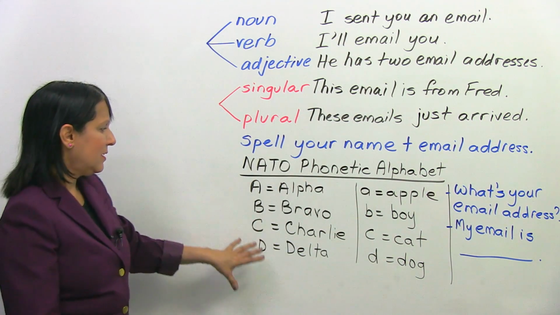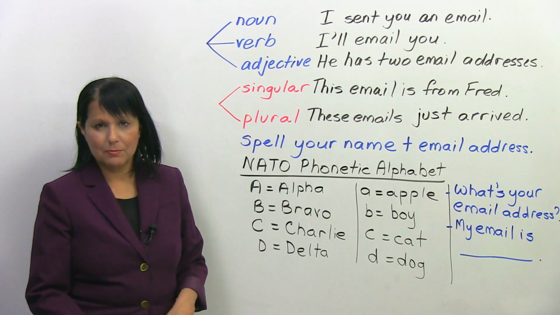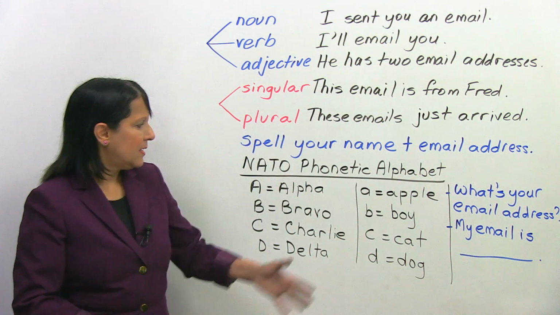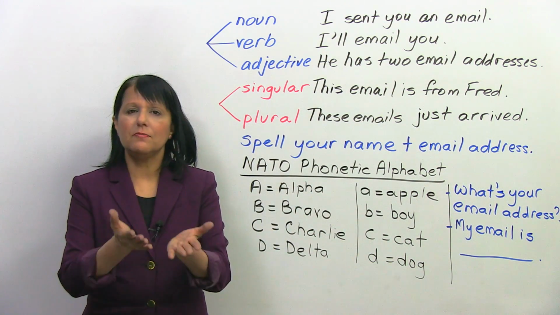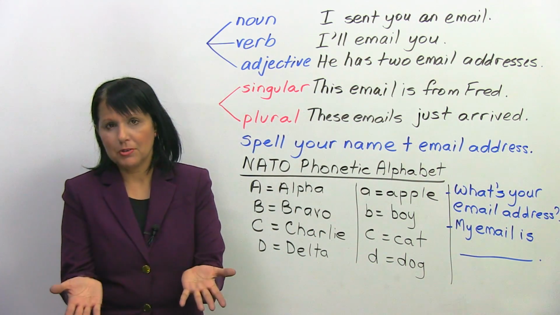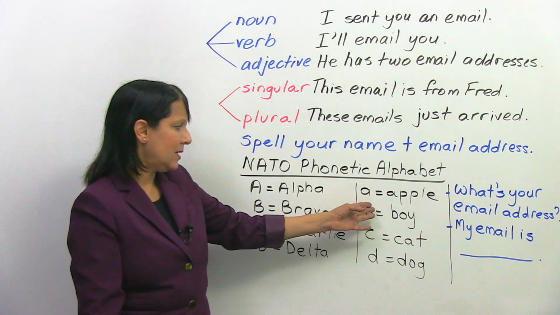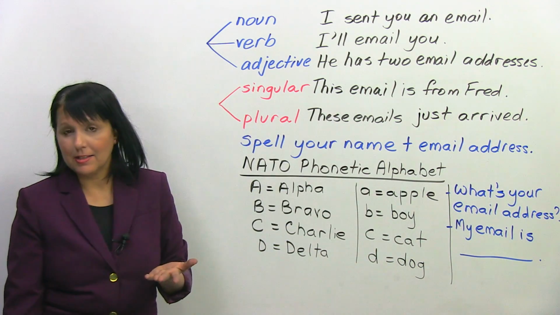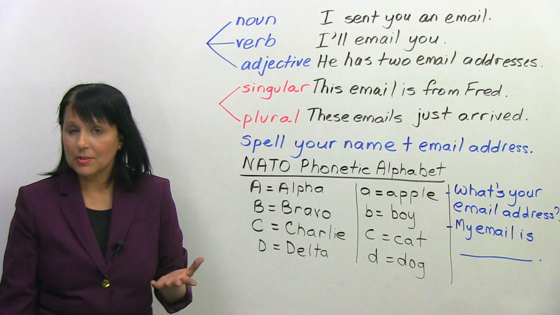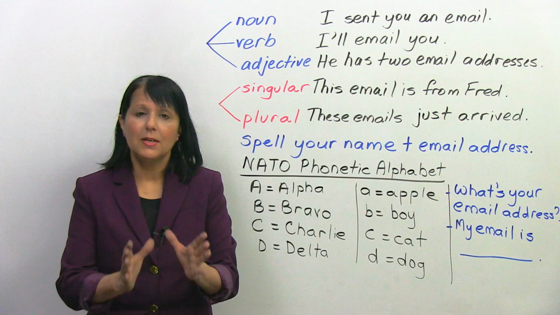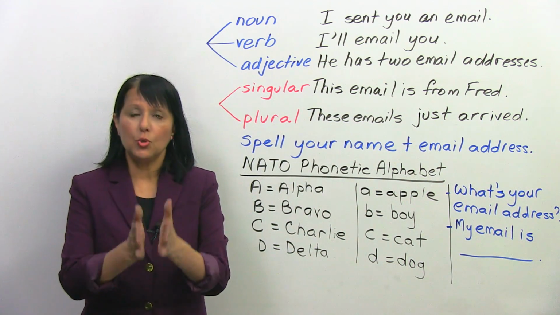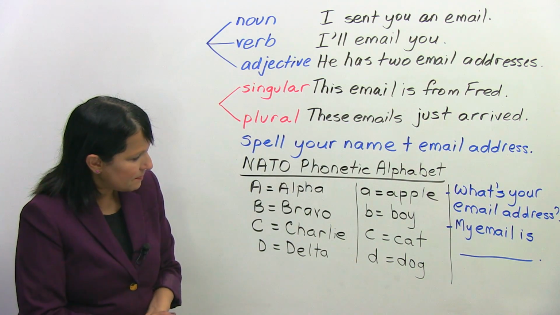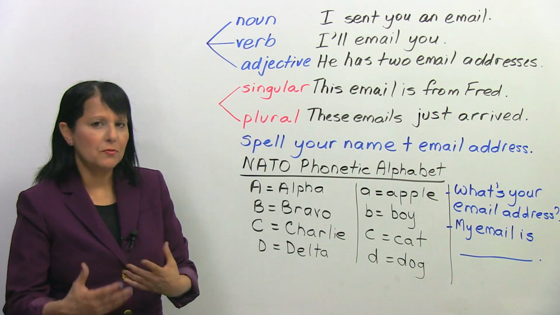Okay? Now, if you don't feel like learning that system, which you don't have to unless you have a certain kind of job or something like that, just come up with a simple system for your name of how to spell your name. You could just say to somebody, A for apple, B for boy, C for cat, D for dog, okay? You come up with your own system, but come up with a system to spell your name, all right?